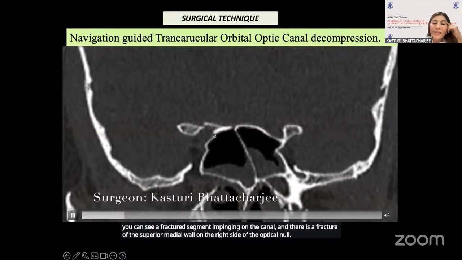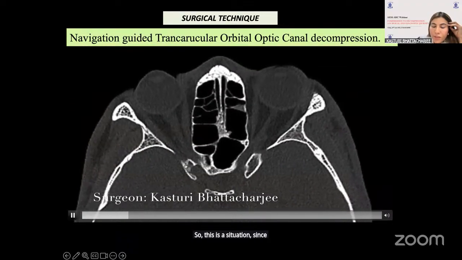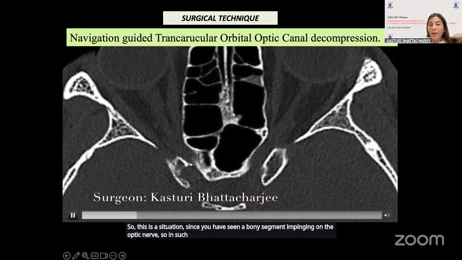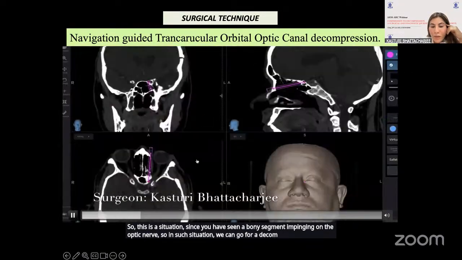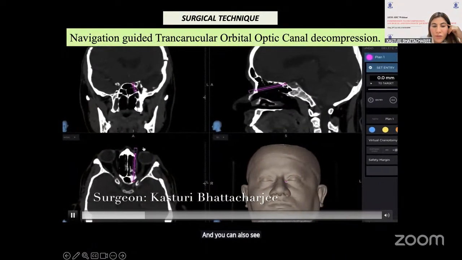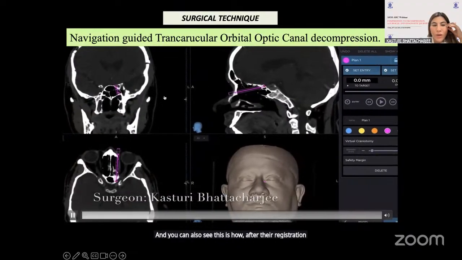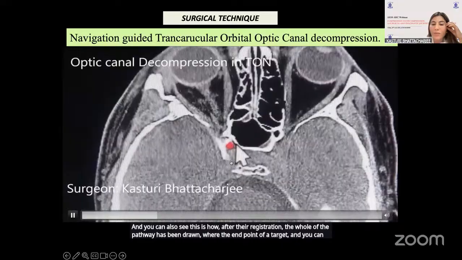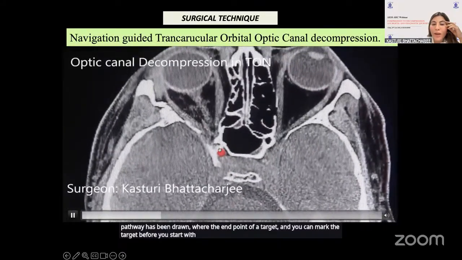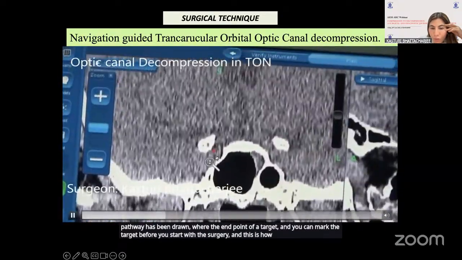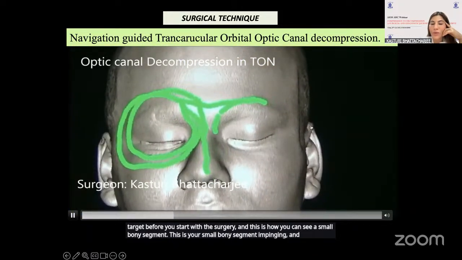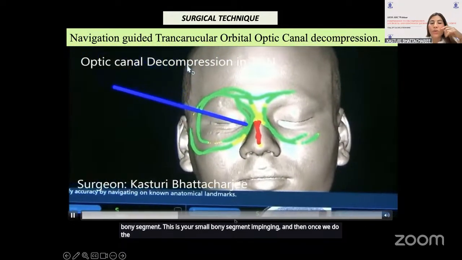So this is a situation where you have seen a bony segment impinging on the optic nerve. In such a situation, we can go for a decompression. And you can also see how, after the registration, the whole pathway has been drawn with the end point of the target, and you can mark the target before you start the surgery. This is the small bony segment impinging. And then once we do the registration, we go ahead with the surgery.